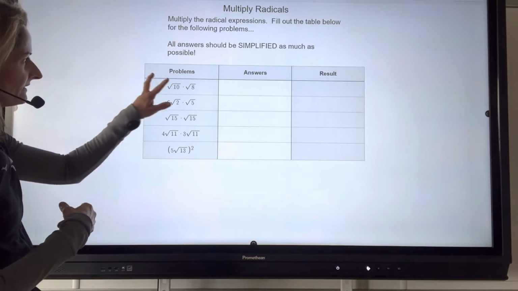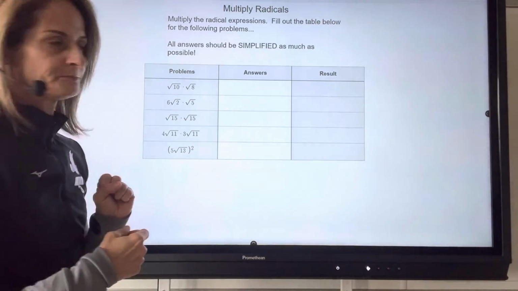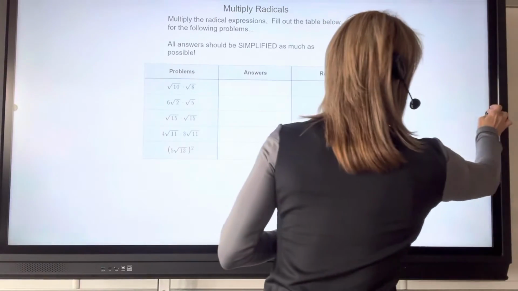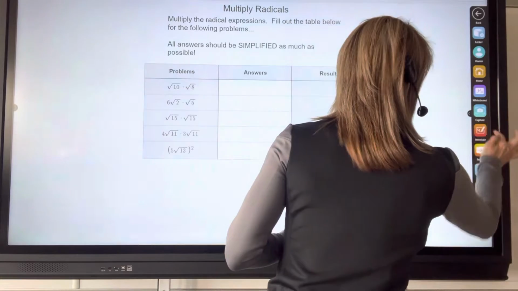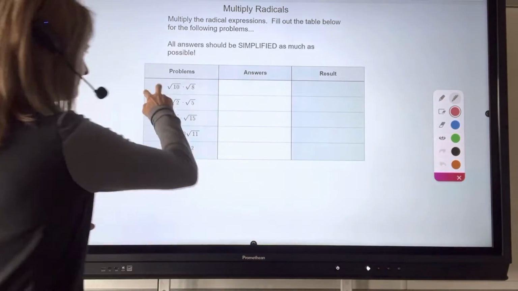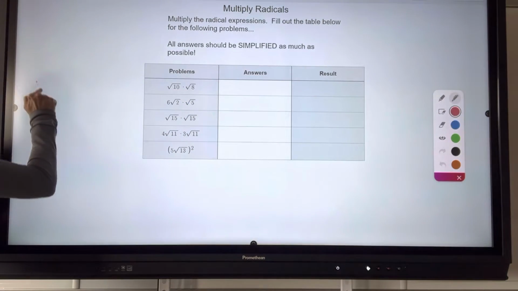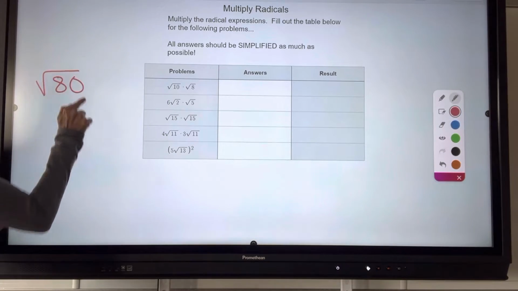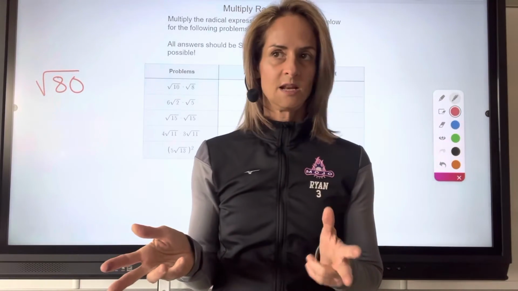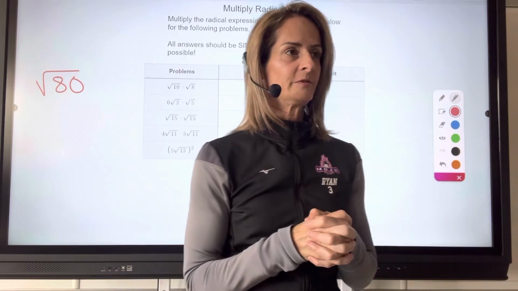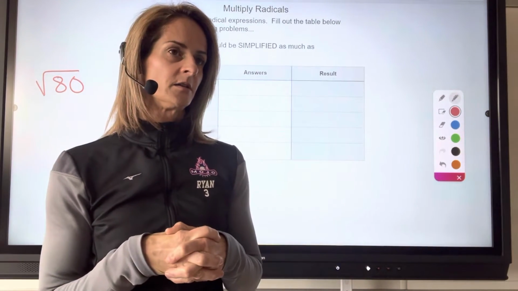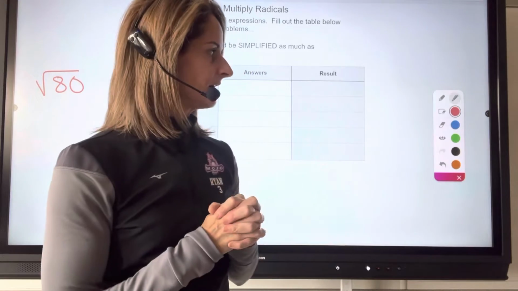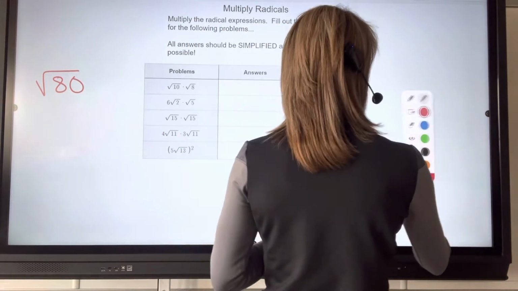So let's say we have the square root of 10 times the square root of 8. They are both the same kind of radical, so we can multiply the numbers underneath those radicals. The square root of 10 times 8 is the square root of 80. And now it's just like simplifying a radical like we did on the last slide. So how do we simplify the square root of 80? What's the largest perfect square factor that goes into 80?